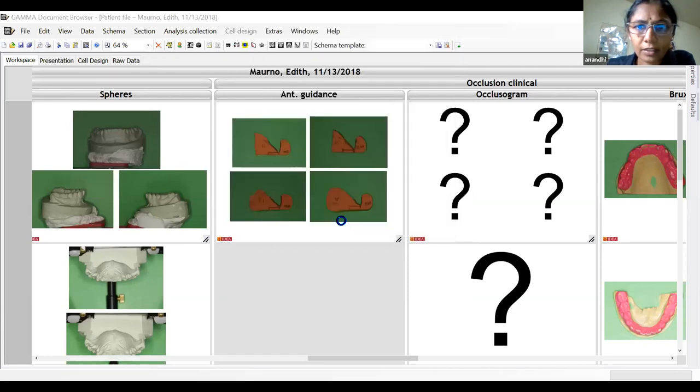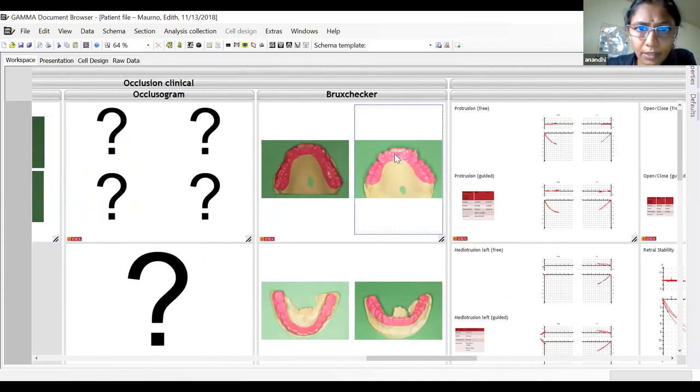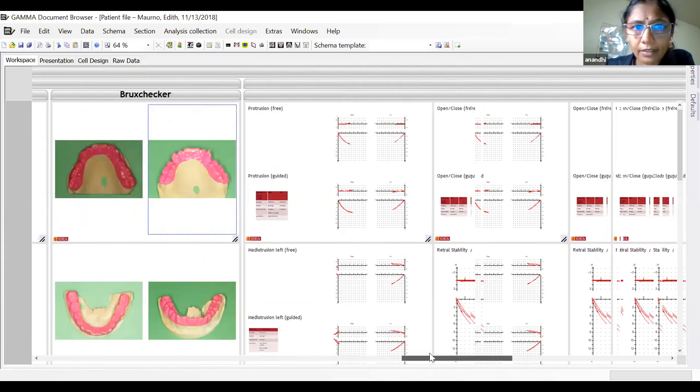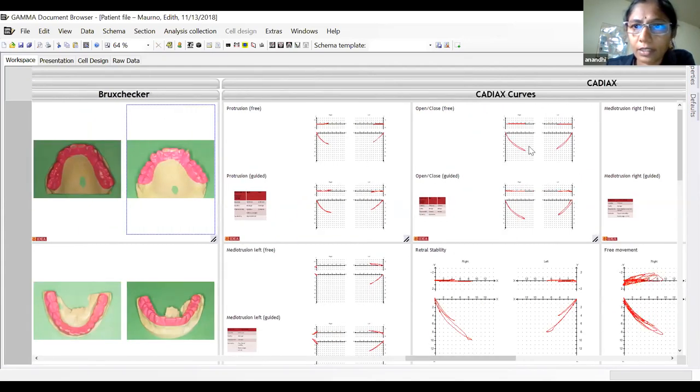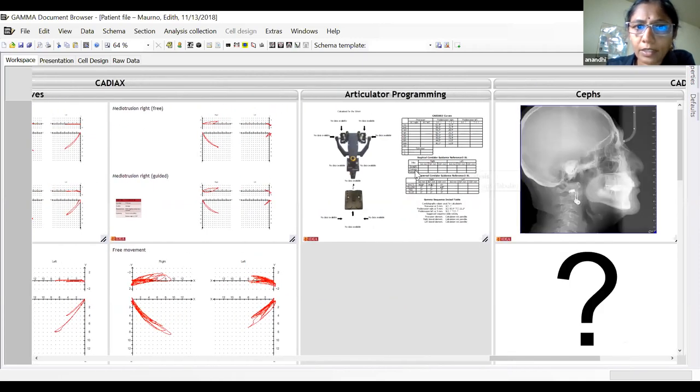You can see I can trace it in the software, and then this gives me the numbers on the analysis. I don't do the occlusogram as much now because I started doing the Brux checkers. Again, you can see the Brux checkers. They show you where the interferences are for the patient, all right? And after that, we do the condylography. We get all the tracings from the condylograph, and then we mount it in an articulator. We have the articulator programming.